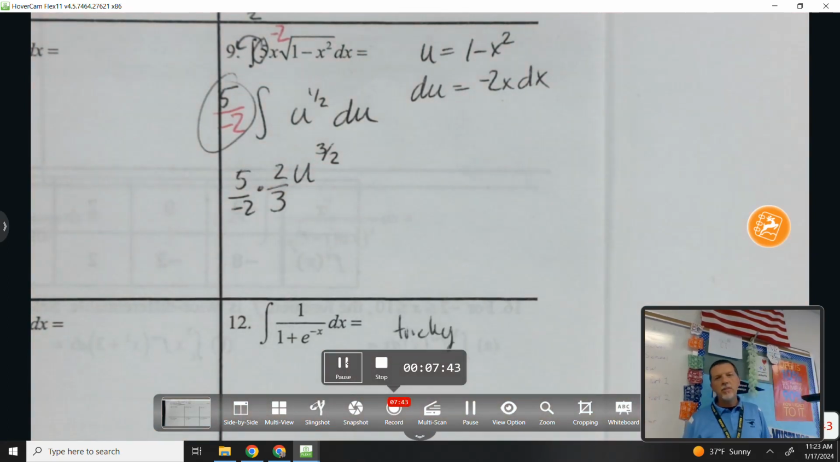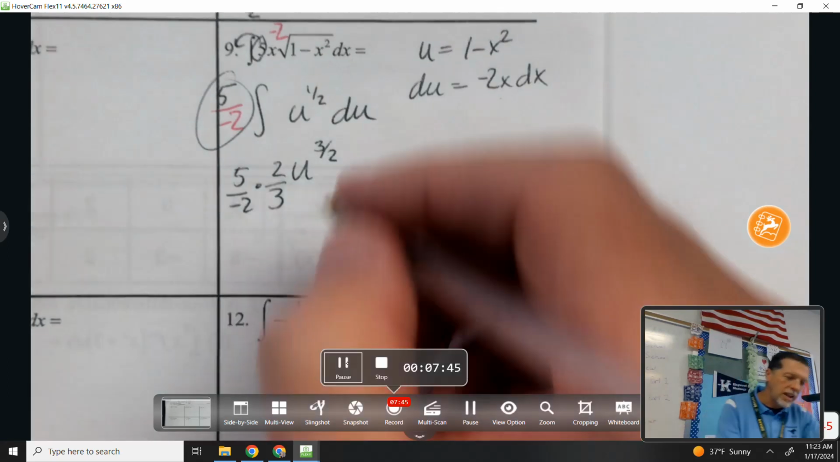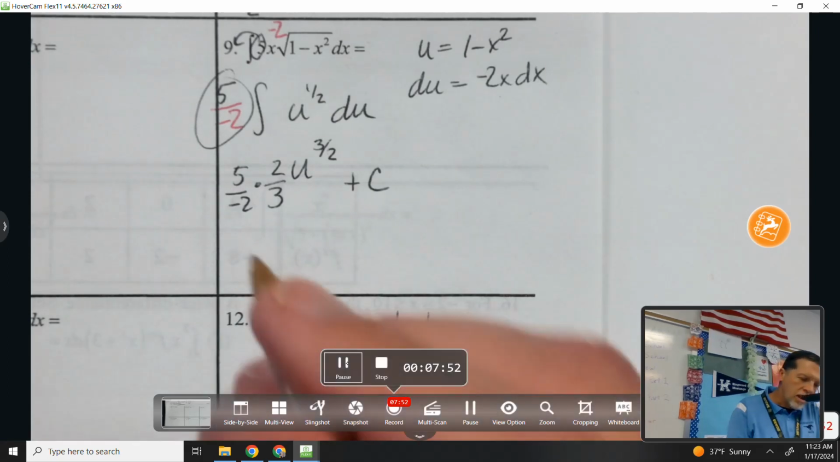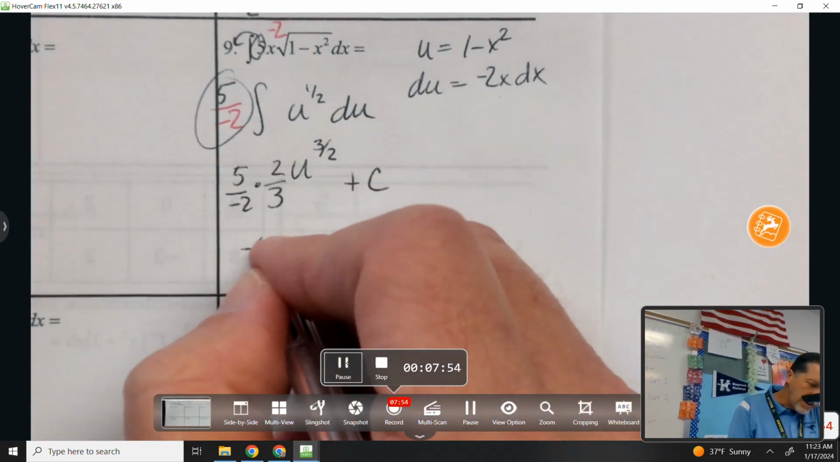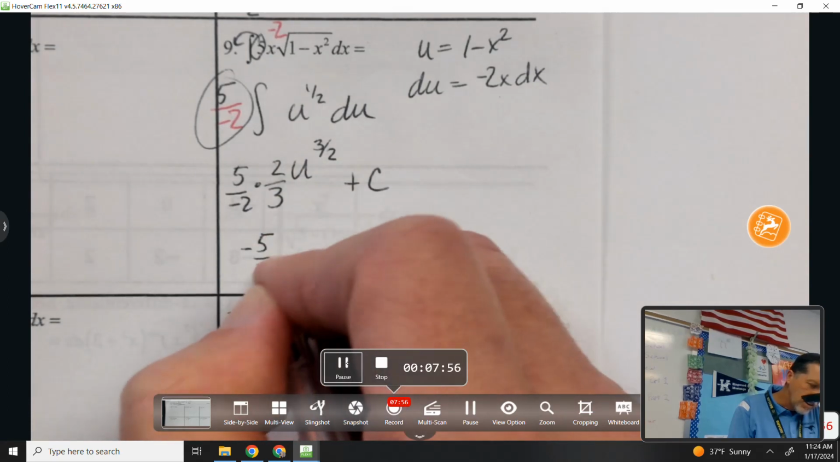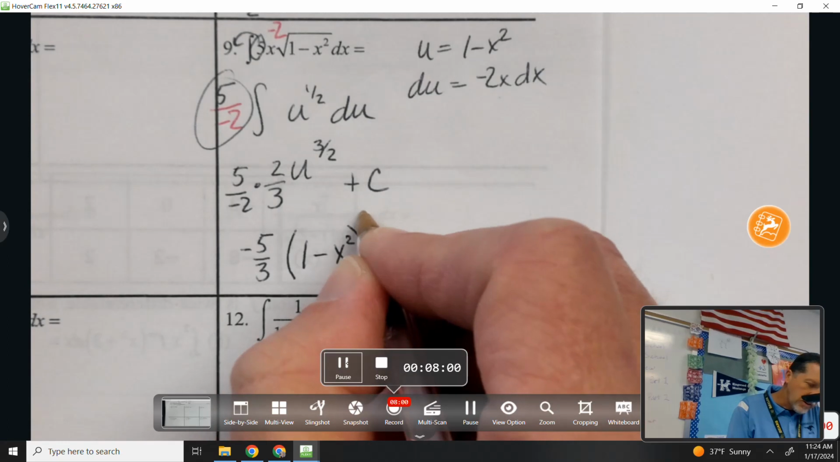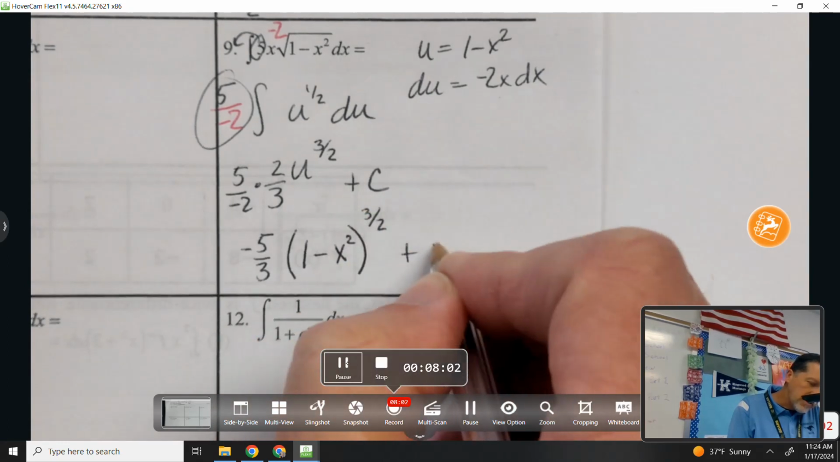And I guess you could just put a plus c on that and call it a day, because you've said what u is and you don't need to simplify the fraction. Multiple choice, obviously going to clean that up. 2's cancel. So negative 5/3, 1 minus x squared to the 3/2 plus c.